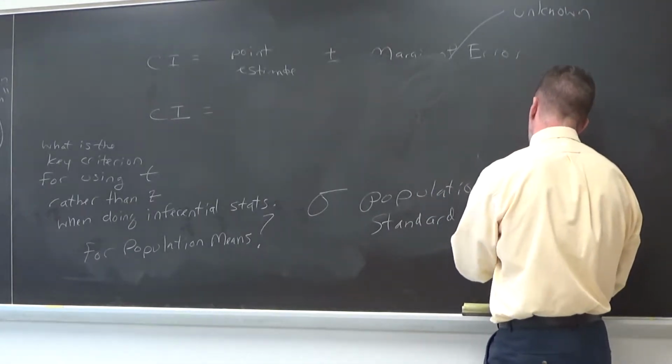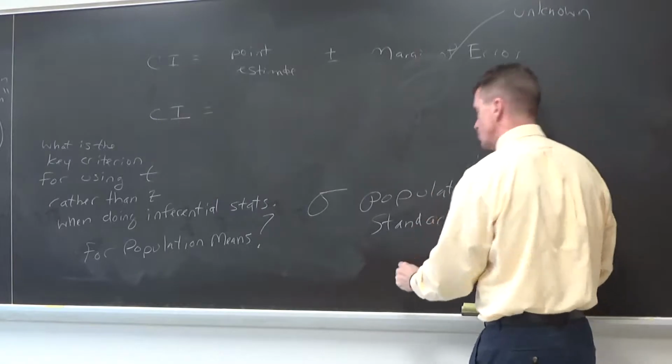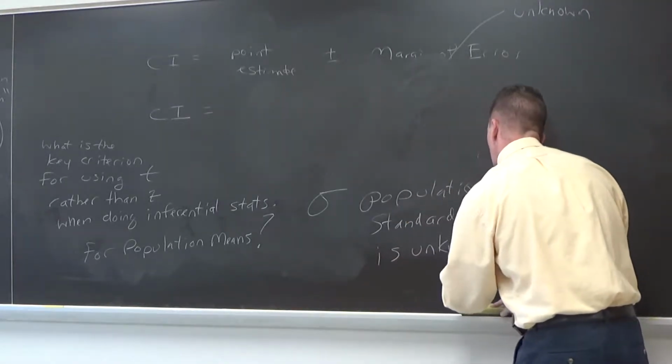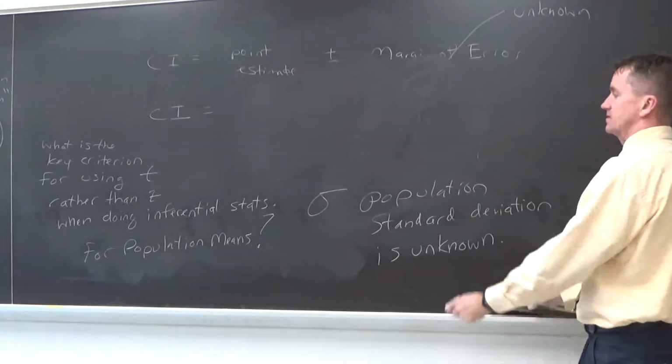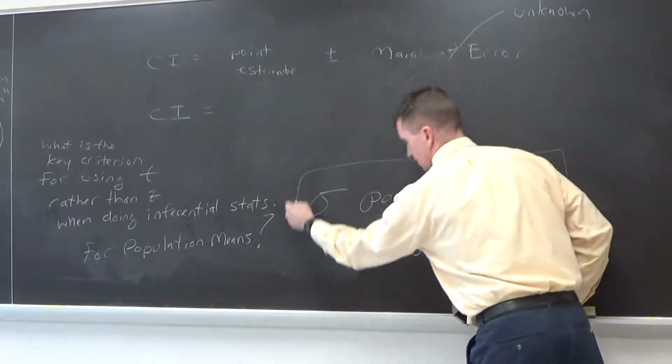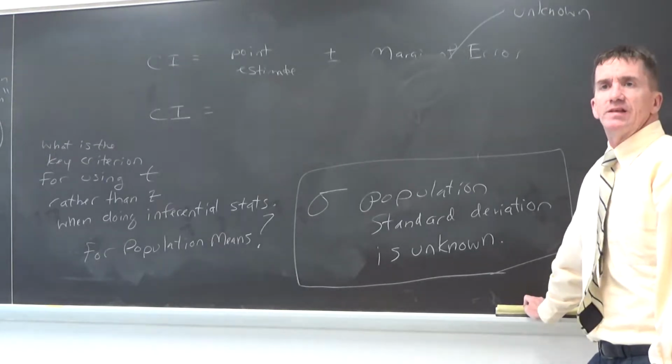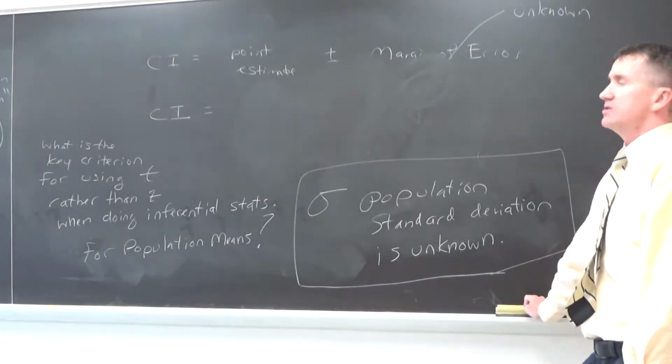And the trouble was, what was the key reason? This was unknown. That's the reason. I think it's so important that you know that, so that's why I'm going to put it here. Make sure you remember that. It's the main reason why we use T rather than Z. It's what caused the entire dilemma.